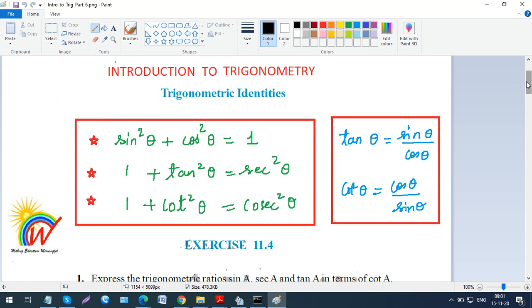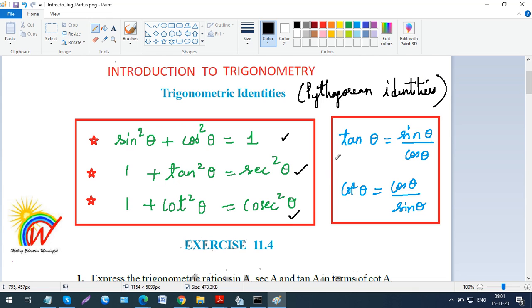So the first one is sine square theta plus cos square theta is always equal to 1. Another one is 1 plus tan square theta is equal to secant square theta, and 1 plus cot square theta is equal to cosecant square theta. Okay, so you need to remember, memorize these three. These are called trigonometric identities, or sometimes they are even called Pythagorean identities, because these are derived from Pythagoras theorem.